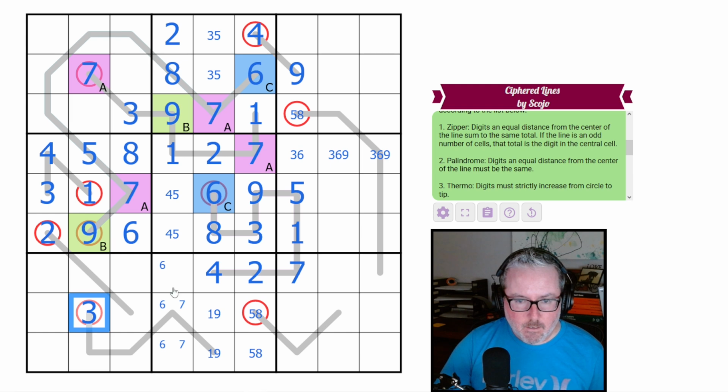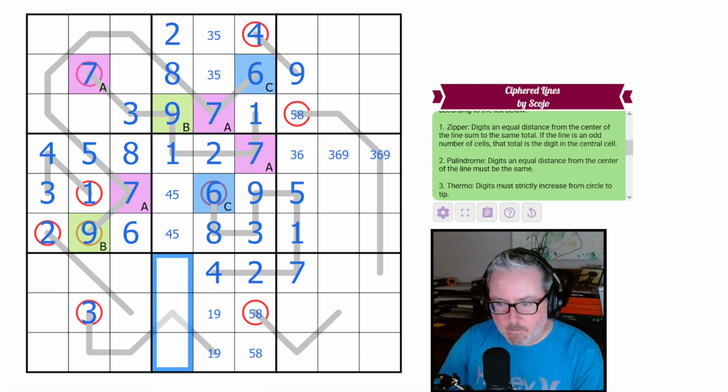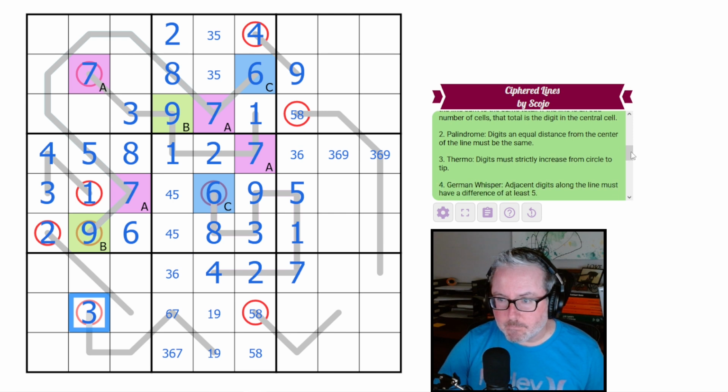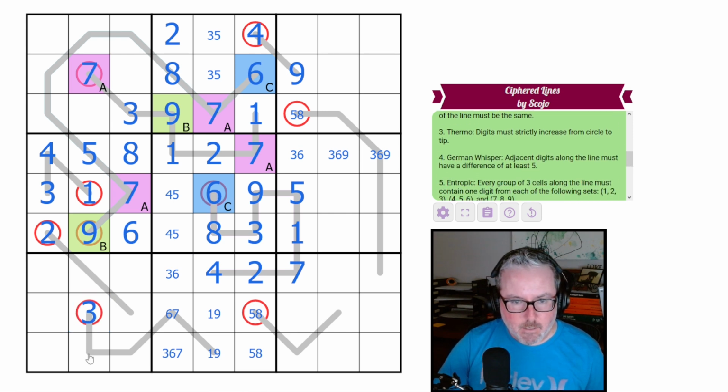Good. And what are these guys? They are from 3, 6, and 7. This can't be 3. This can't be 7. What is 3? Thermo. Okay, 3, 4, 5, 6, or 7. But this has to be a 9. You can't put a 1 at the end of a thermo.